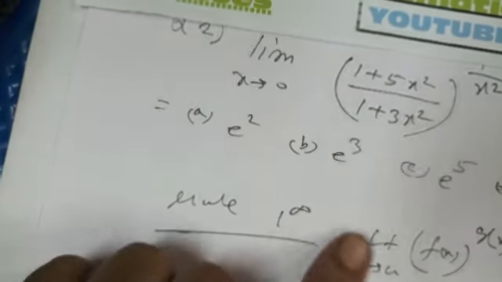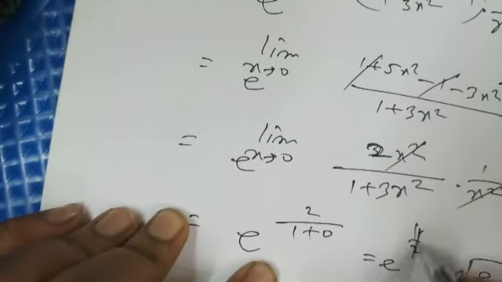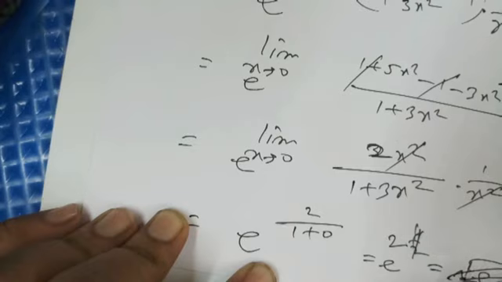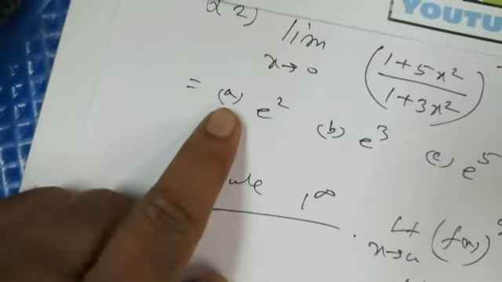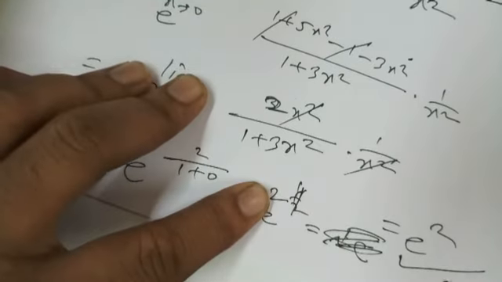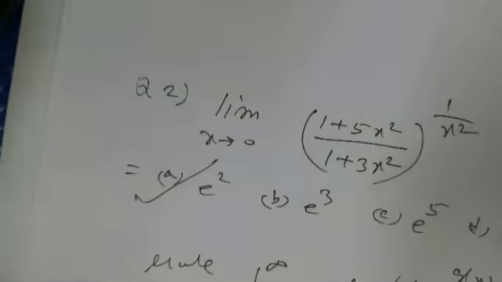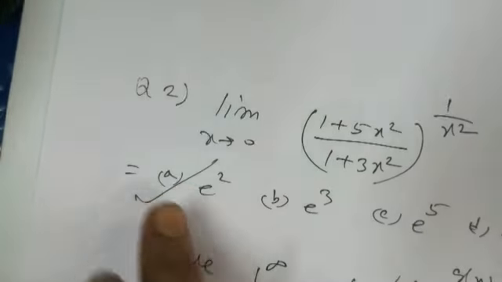The correct option is e power 2. So e square is the correct option, so option A is the correct option.